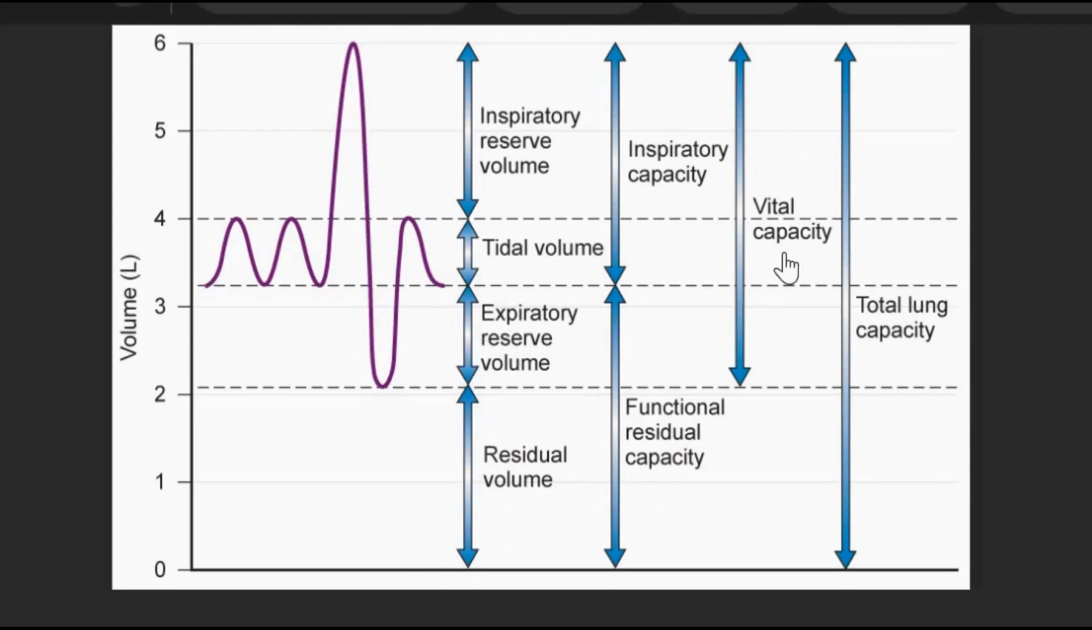The third lung capacity is vital capacity. What is vital capacity? It is the maximum amount of air that can be inhaled and exhaled. It includes inspiratory reserve volume, tidal volume, and expiratory reserve volume. You add these 3 volumes to get the vital capacity, and it is approximately around 4.8 liters or 4,800 milliliters.